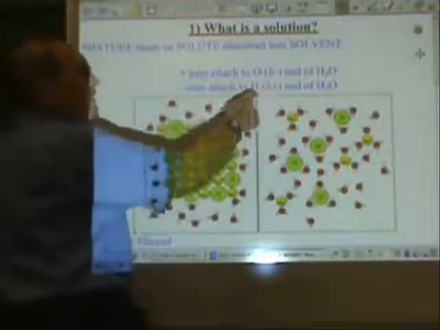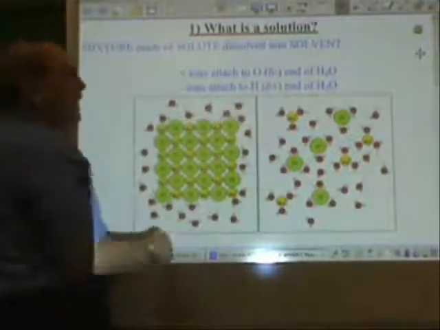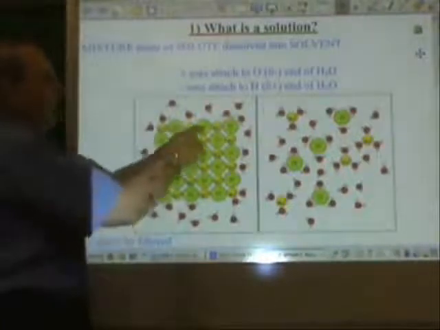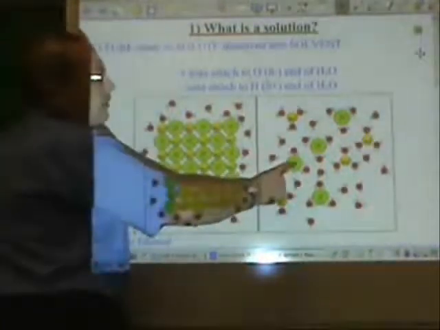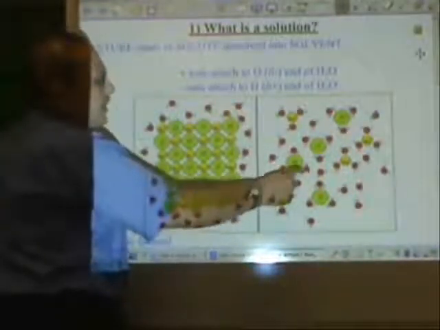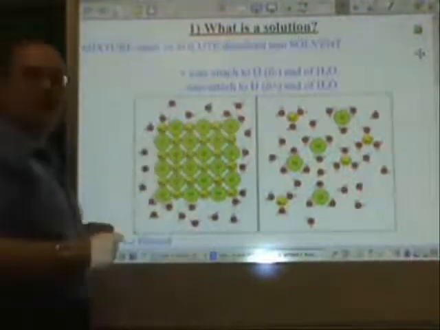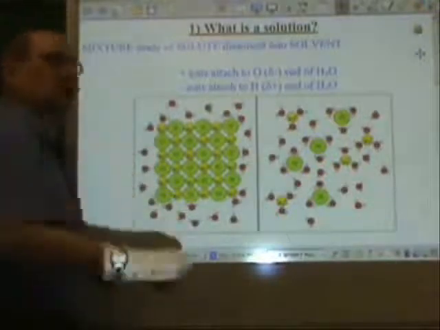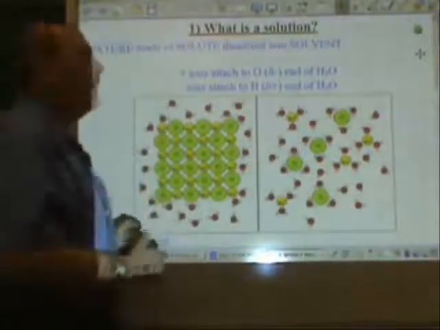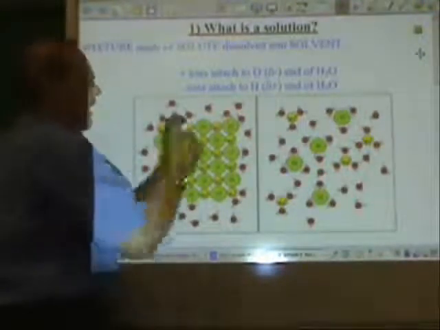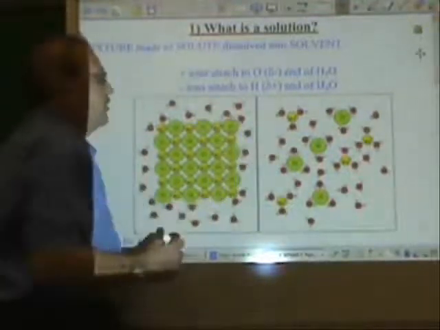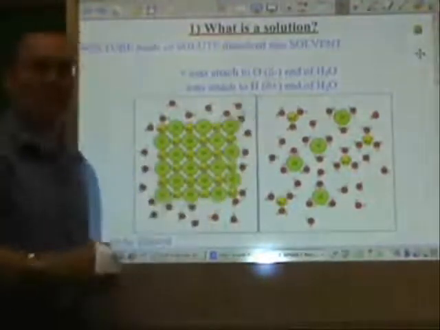The partially positive end of the water molecule, the hydrogen, is attracted to the negative ions, which is why we have these negative chloride ions with the hydrogen end of the water molecules surrounding them. Water molecules attach themselves to the ions, and because water molecules are constantly moving, their motion will actually cause the ions to separate from each other and pull away, dissolving.